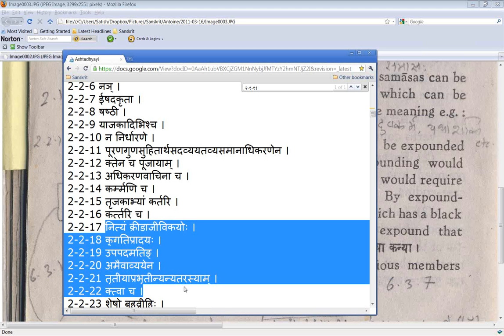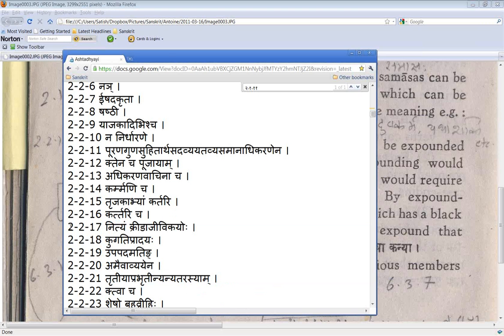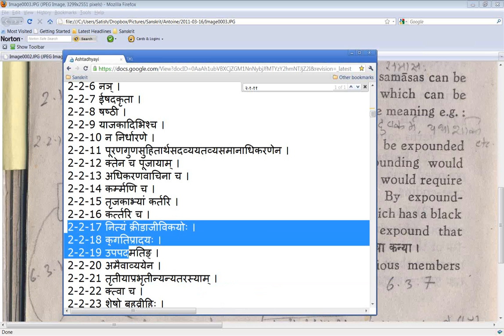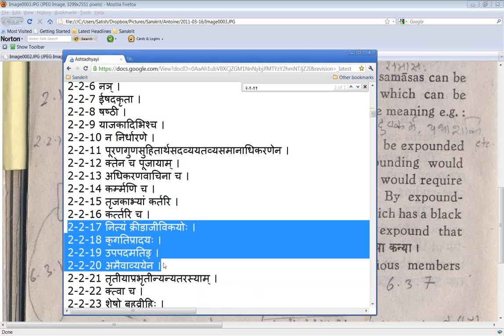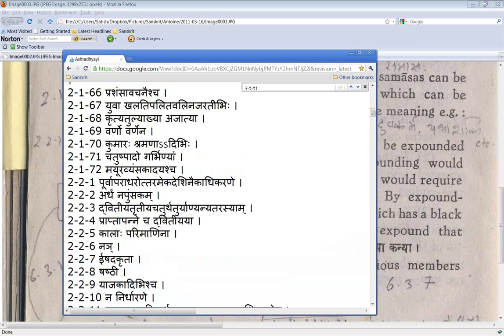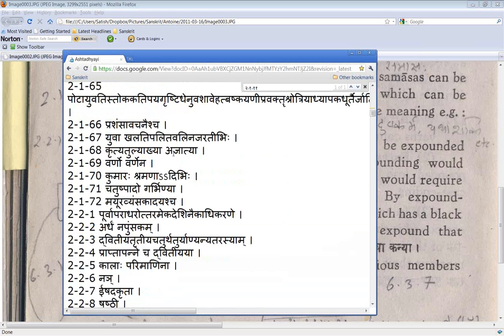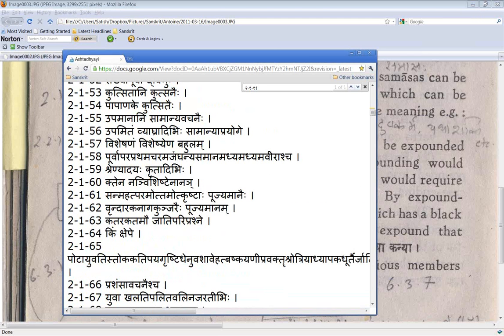So anyway, it's actually from 2.1 to 2.2.17, I'm sorry, from 2.2.17 to 2.2.20. These are nitya samasas. And then here and there might be a vartikam, and there's a vartikam I think on the sutram Chaturthi Satpurusha.